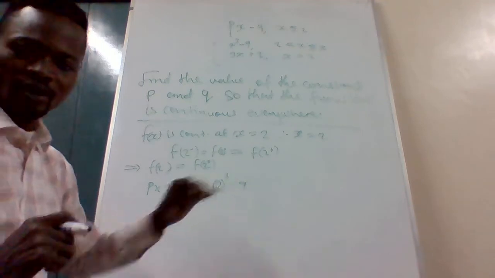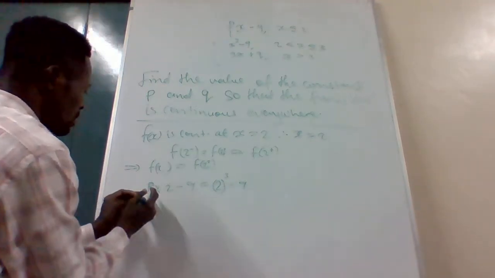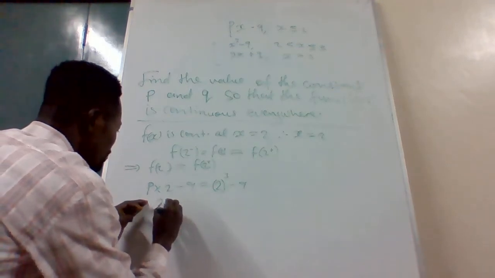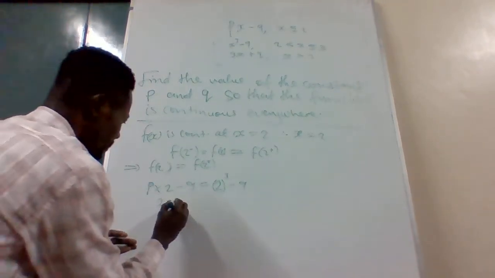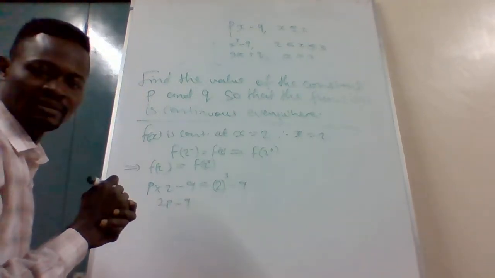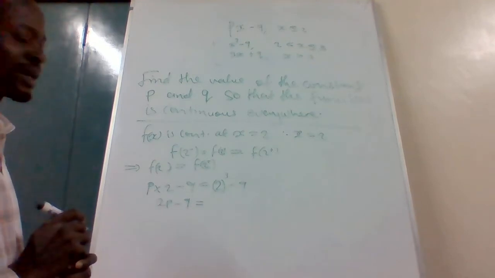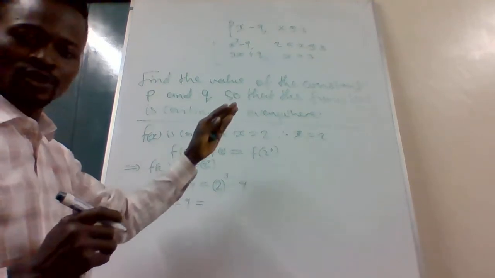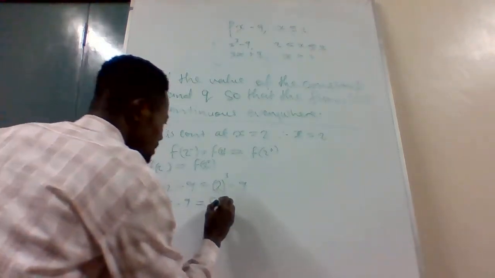Now we can open up what we have there. This simply means that 2p minus 9 is equal to 2 raised to power 3. 2 cubed will give you 8. And this is 8 minus 9.